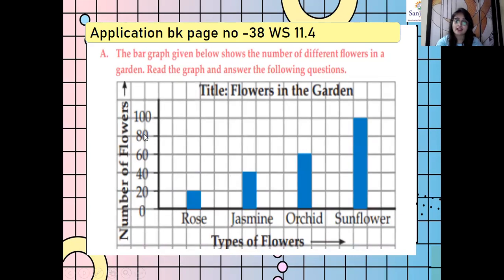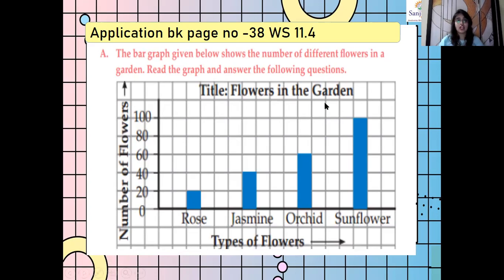On the y-axis, they have been given the scale of 0, 20, 40, 60, 80, 100. That is number of flowers. And title: whenever a bar graph is given, a title is a must. You will write a title based on the information given. Here it is flowers in the garden.